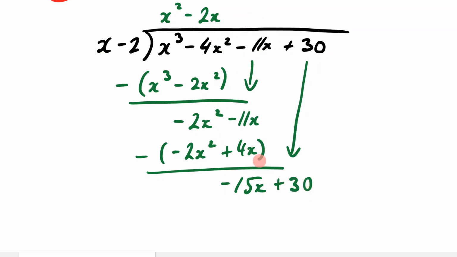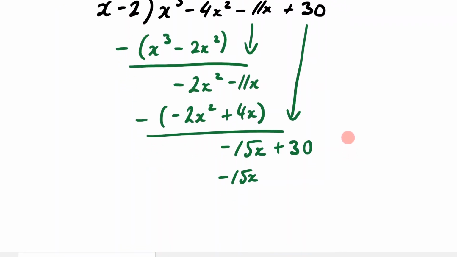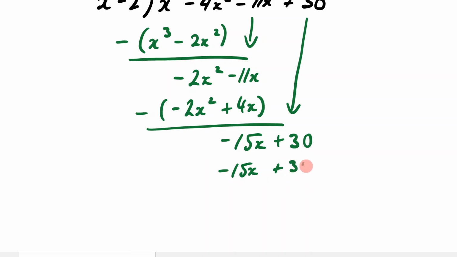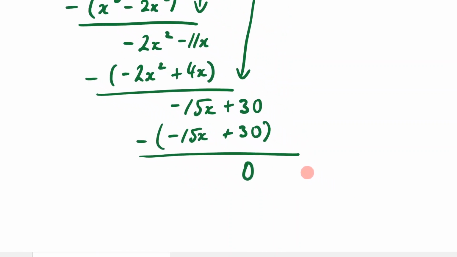X times what is negative 15? X is going to be negative 15. Negative 15 times x is negative 15x. Negative 15 times negative 2 is going to be plus 30. Bracket minus that. This is going to become negative 30. 30 minus 30 is 0. That's how we know we've done it correctly. This tells me right here.